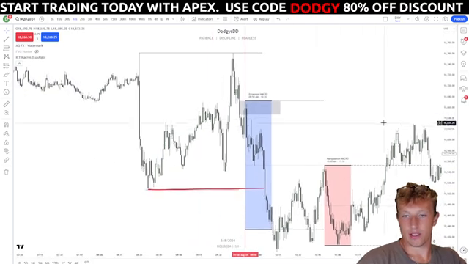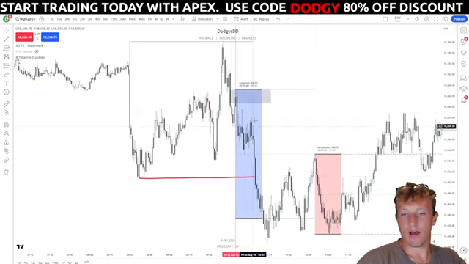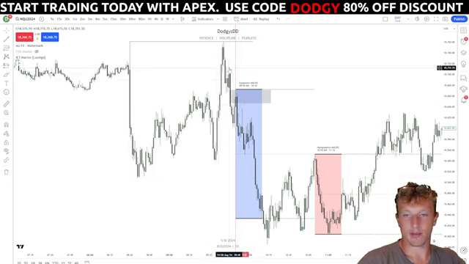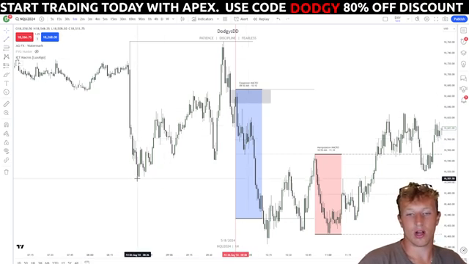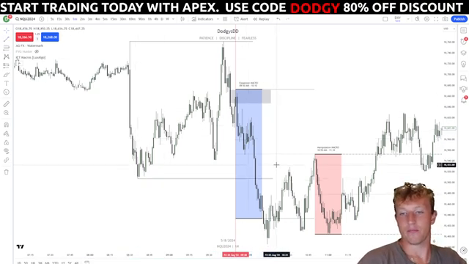Now, there are a couple of different ways to use this. You don't have to enter in the macro time. That's one misconception a lot of people have. You can enter before the macro time, but you should expect price, as long as it's moving in that direction, to run that draw on liquidity during the macro time.